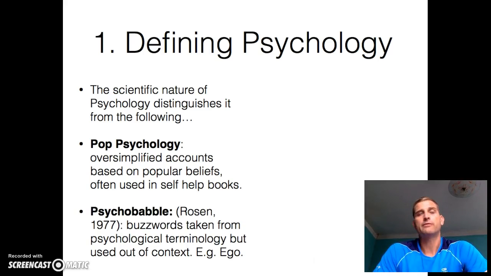Also, a term they referred to in our textbook is psychobabble, which was coined by Rosen in 1977. This is where buzzwords are taken from psychological terminology but used out of context or used too frequently. For example, ego. We might say that person has a huge ego, but Freud didn't really use it in that context when he was originally talking about it. And we'll discuss more about that later in the course.